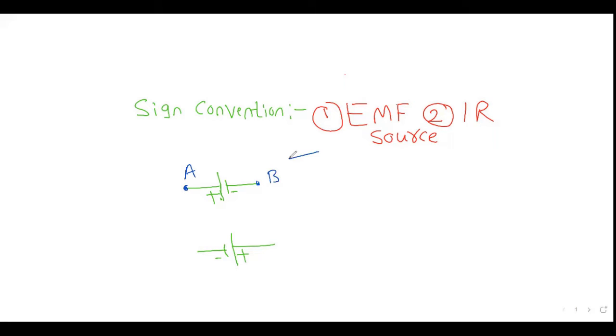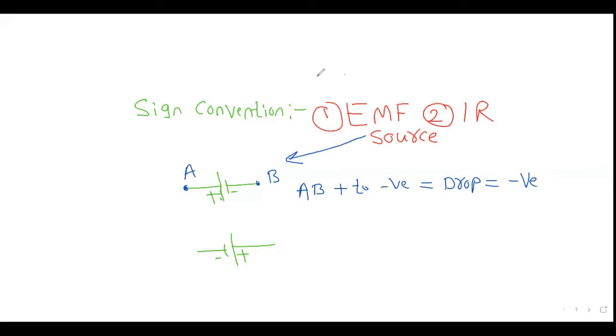Remember that now we are discussing the sign convention for EMF source. If I am moving from direction A to B, then you see that I am moving from positive to negative. Whenever I move from positive to negative, it will be a drop, so you have to write down the voltage as negative.